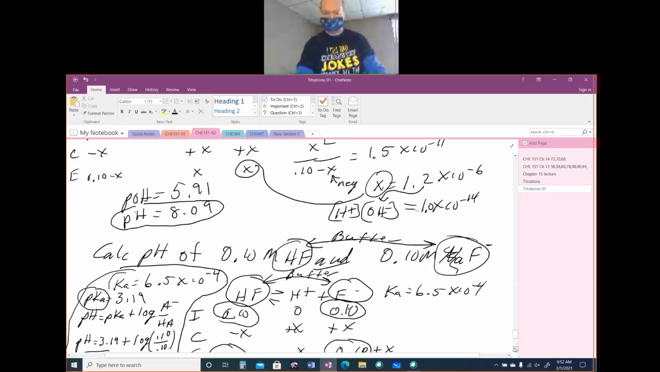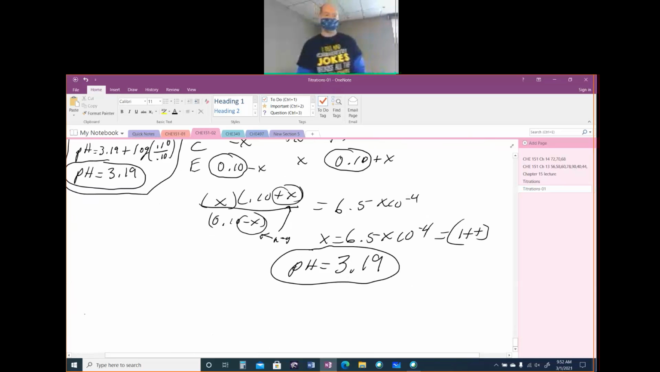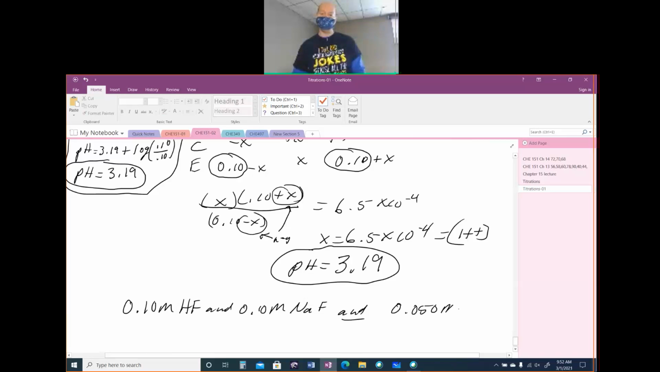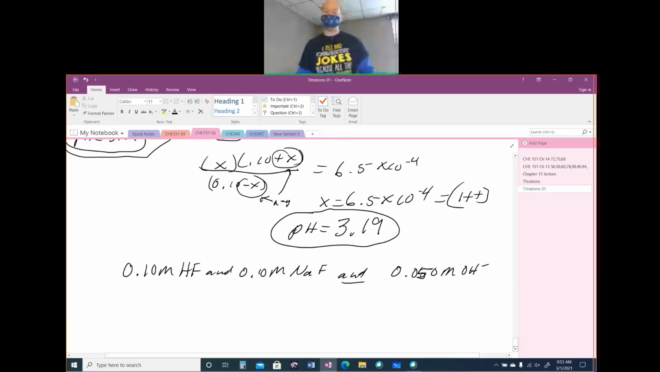All right, let's try one more here. And this time, I'm going to have the same thing, except I'm going to have 0.10 molar HF, and I'm going to have 0.10 molar NaF, just like I had before, and I'm going to have 0.050 molar OH minus. All right, now this is one where you have to write a reaction. And you have to write a reaction that includes HF, F minus, and OH minus.